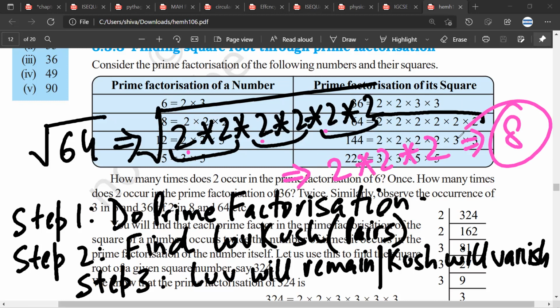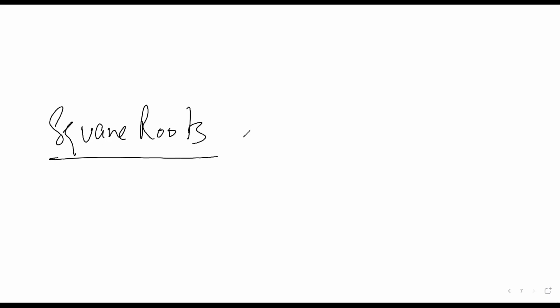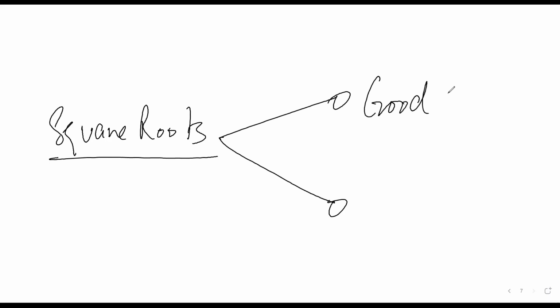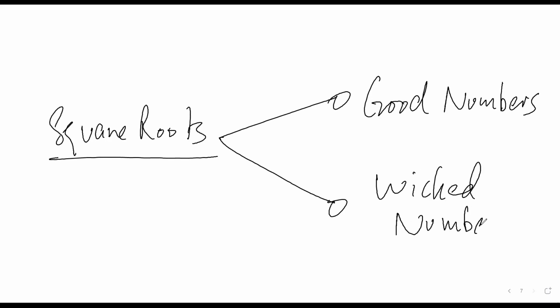Mr. Aryaman, any doubt? No, sir. Again, I'll repeat what I had said before. Mr. Sarthak, any doubt? No, sir. You will get two kinds of numbers when you are finding square roots, and we will meet both. When you are doing square roots, you will get good numbers and you will get wicked numbers. You will shortly understand what I mean by wicked numbers.